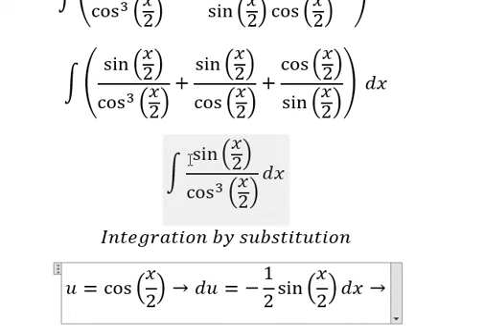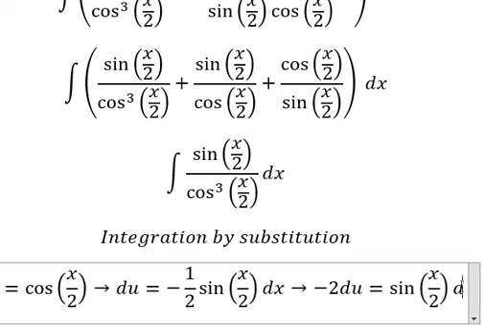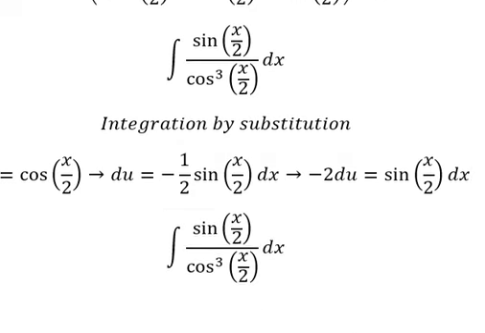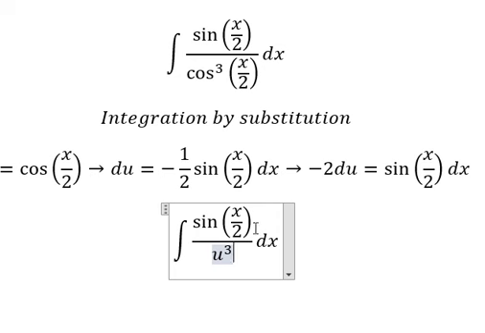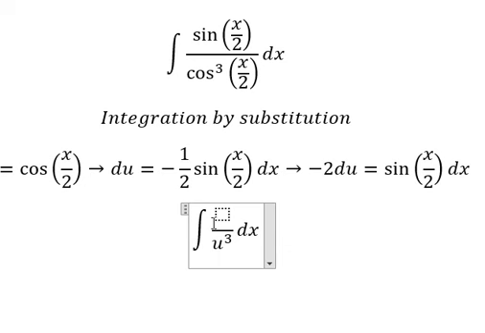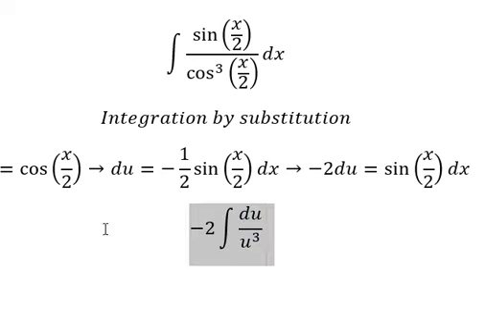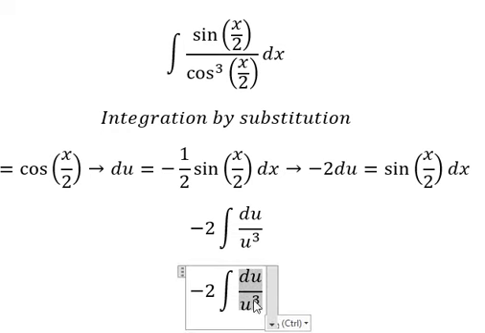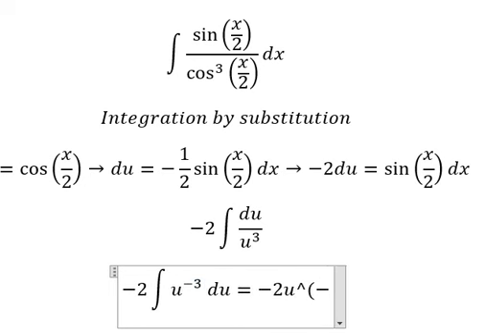Because we don't have negative 1 over 2, I will put this one go to the left. This one we change for u. This one we change for negative 2 du. So this one that is about u to the power of negative 3 du. And now we have the final answer.